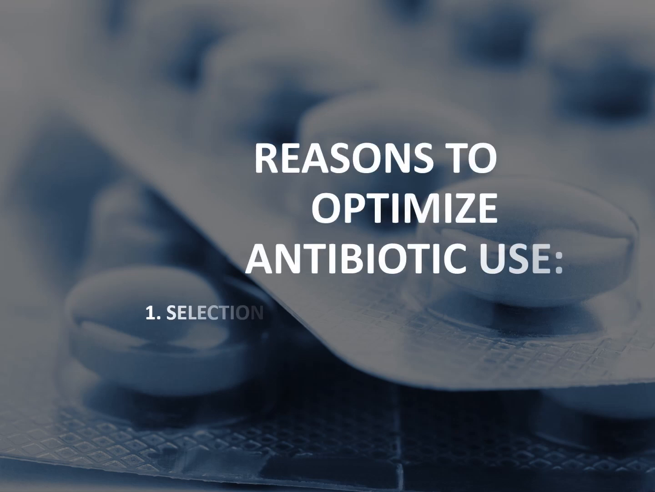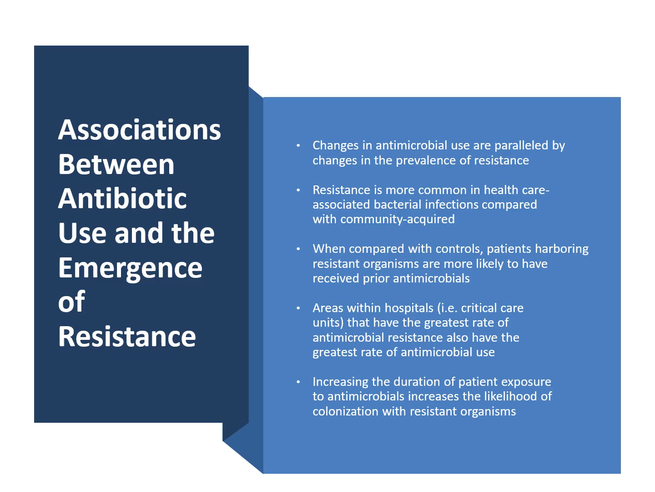What are the reasons to optimize antibiotic use? Selection. First, changes in the antimicrobial use are paralleled by changes in the prevalence of resistance. Resistance is more common in healthcare-associated infections compared with community-acquired. When compared with controls, patients harboring resistant organisms are more likely to have received prior antimicrobials. Areas within hospitals that have the greatest rate of antimicrobial resistance also have the greatest rate of antimicrobial utilization. Increased duration of patient exposure to antimicrobials increases the likelihood of colonization with resistant organisms.